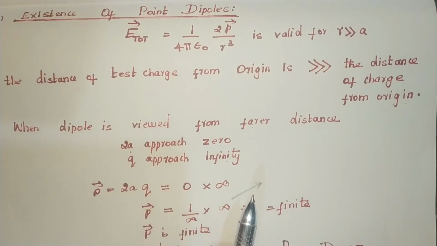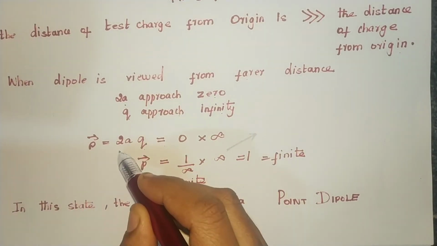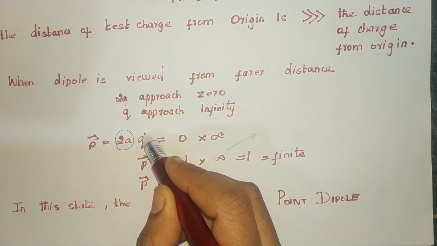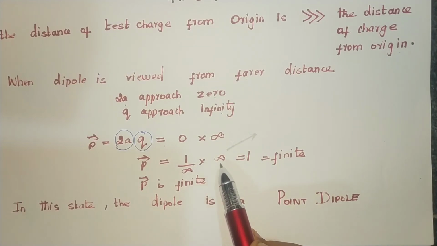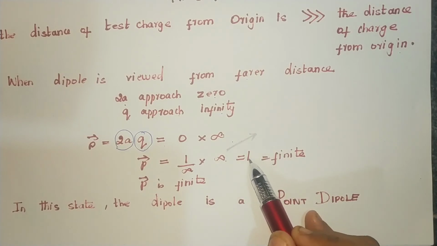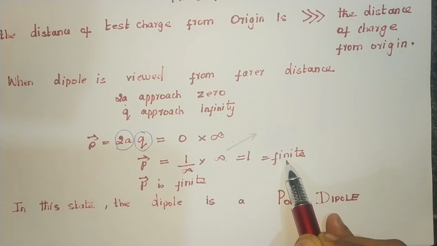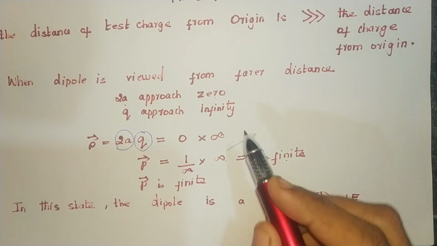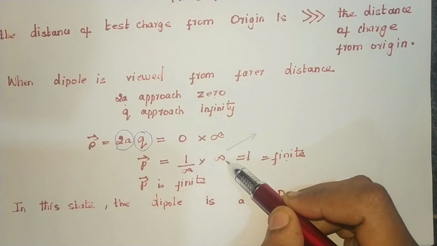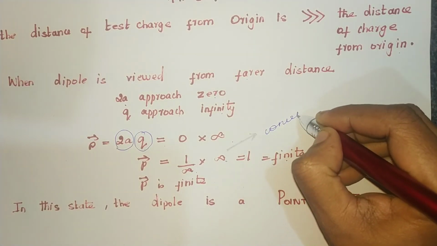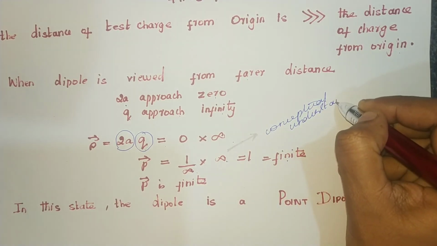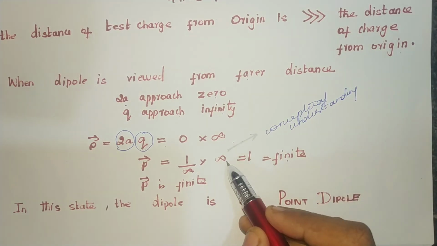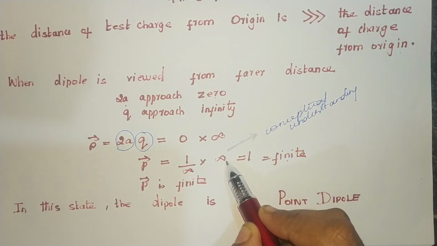Now P vector is equal to 2a q, where 2a approaches 0 and q approaches infinity. So we get 0 into infinity. We take 0 as 1 by infinity, so when multiplied by infinity, finally we get 1. So the dipole moment vector has a finite value. Here 1 by infinity into infinity is for your conceptual understanding. Okay students? Infinity is not a particular number we take; it is a concept, existence in infinity.